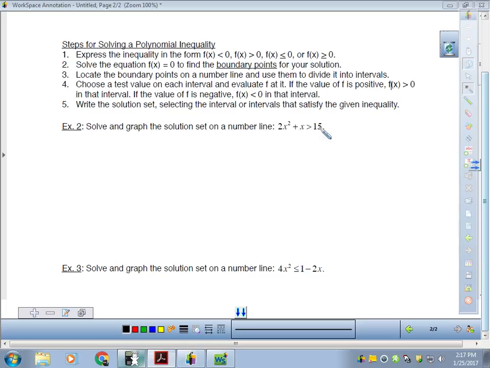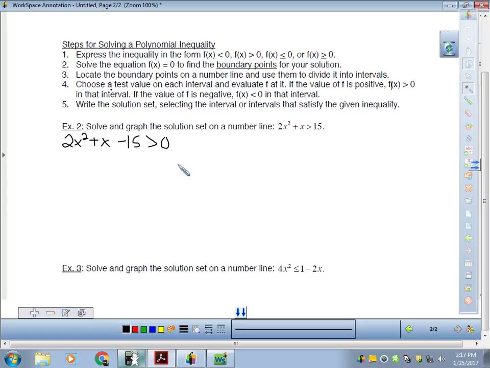Right now we don't have 0 over here, so I do need to move the 15 over. And so I am going to have 2x squared plus x minus 15 greater than 0. Okay. So we have it as a 0 there.